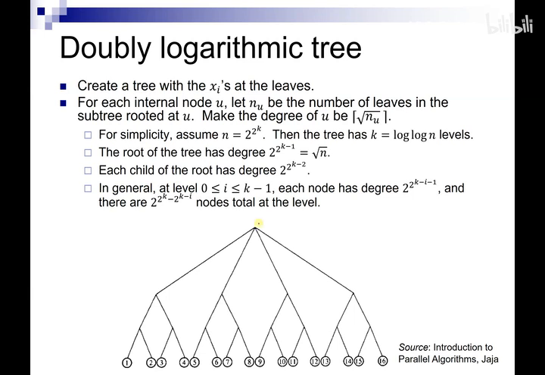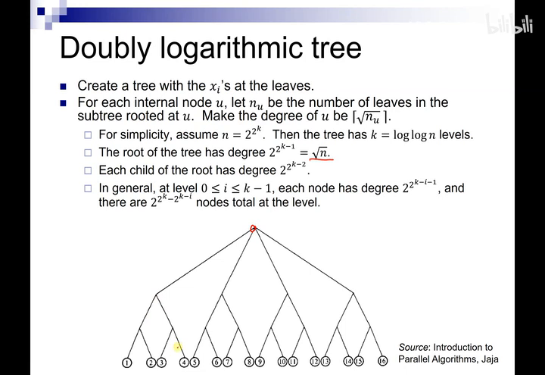Now let's look at the degrees of different nodes. We said that the degree of a node is equal to the square root of the number of leaves in its subtree. Therefore, the degree of this top node, because it has n nodes in its subtree, since everybody is in the subtree, is going to be square root of n.